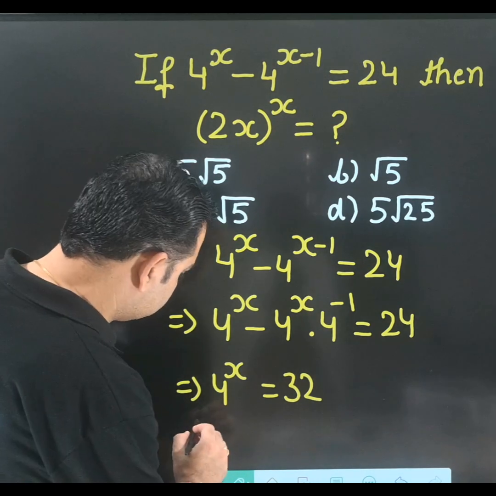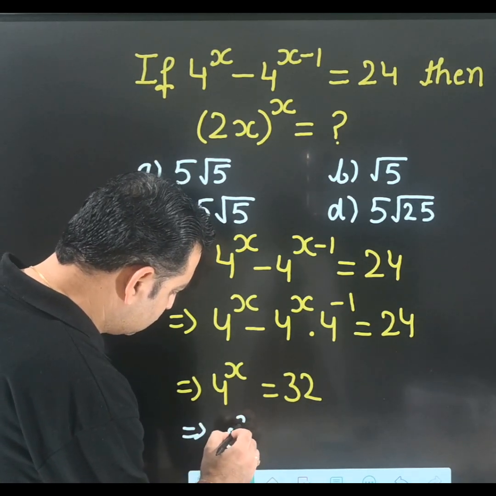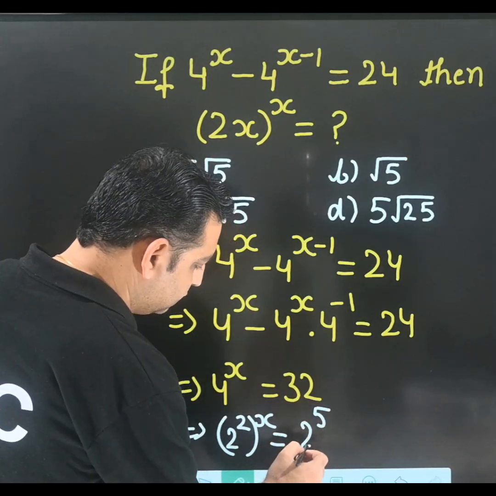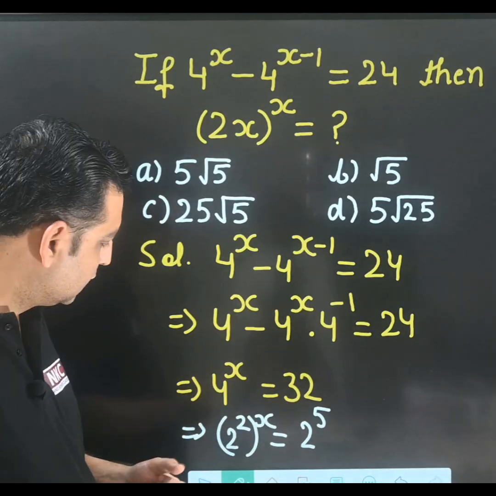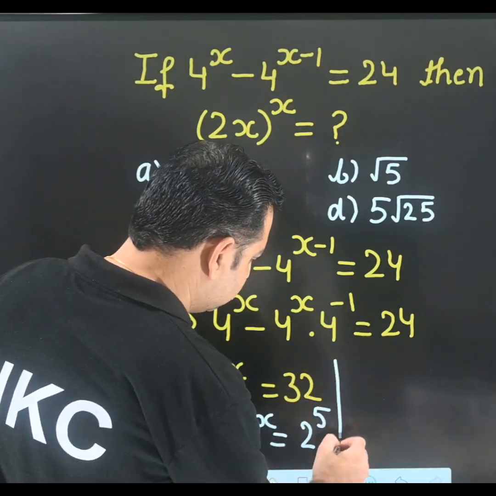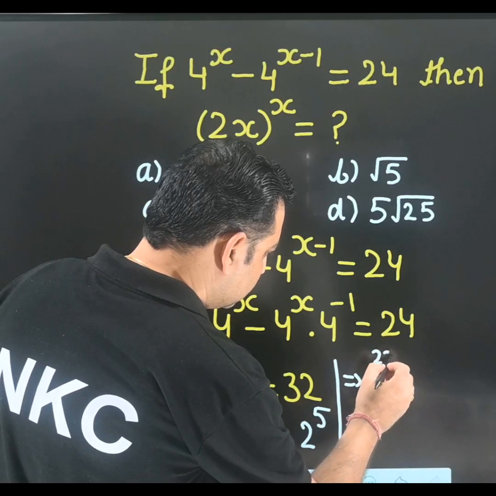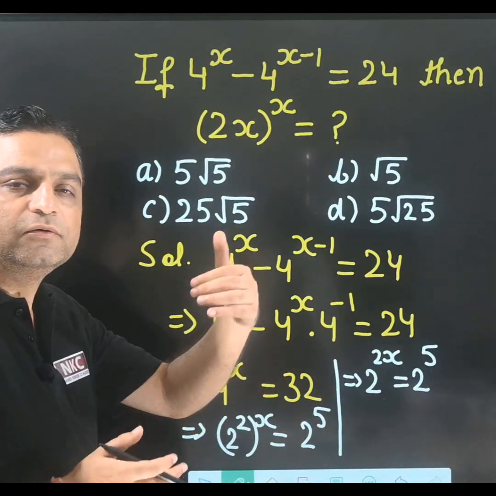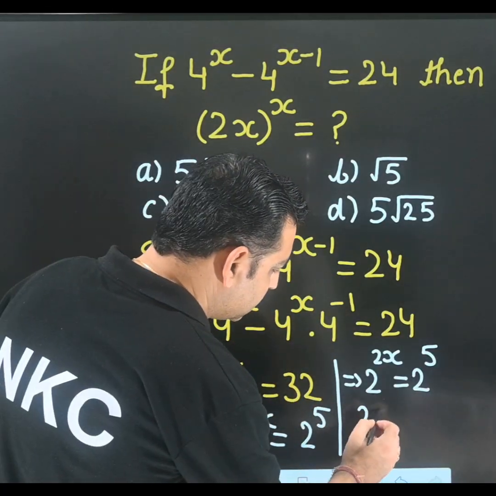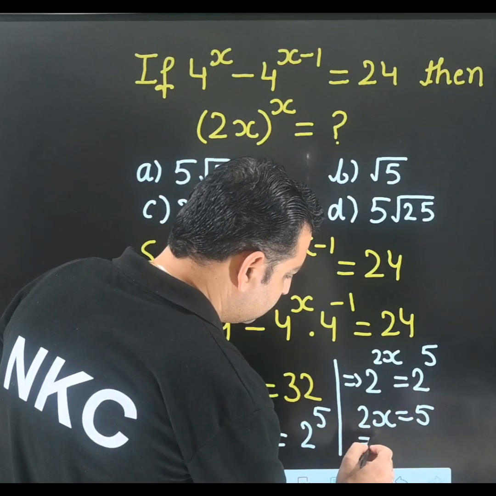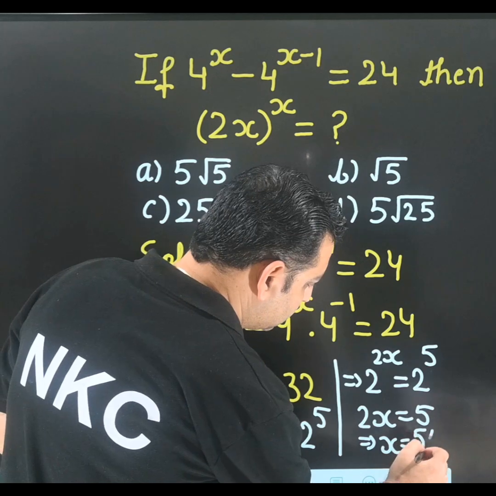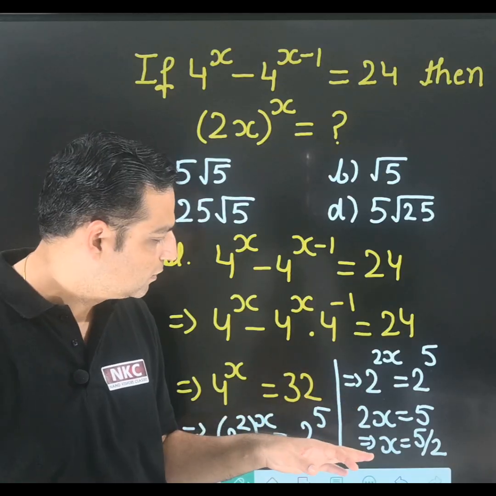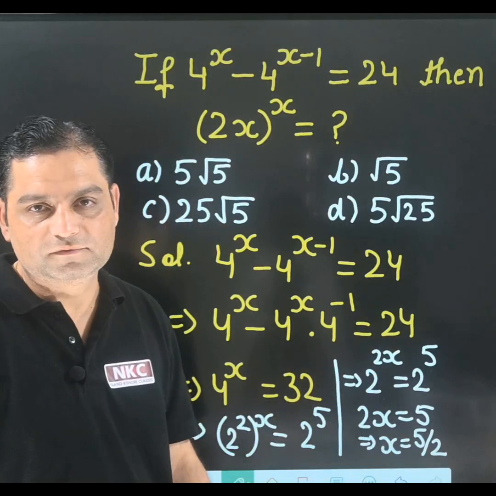Now from here we need to find the value of x first of all. This 4 power x can be written as 2 square then power x, and here it is 2 to the power 5 on the right side. Now if you compare, we will get 2 power 2x is equal to 2 to the power 5. Base is same on both sides, we can equate the exponents. That means 2x is equal to 5, and finally, x will be equal to 5 upon 2. This was the most important step, finding the value of x.